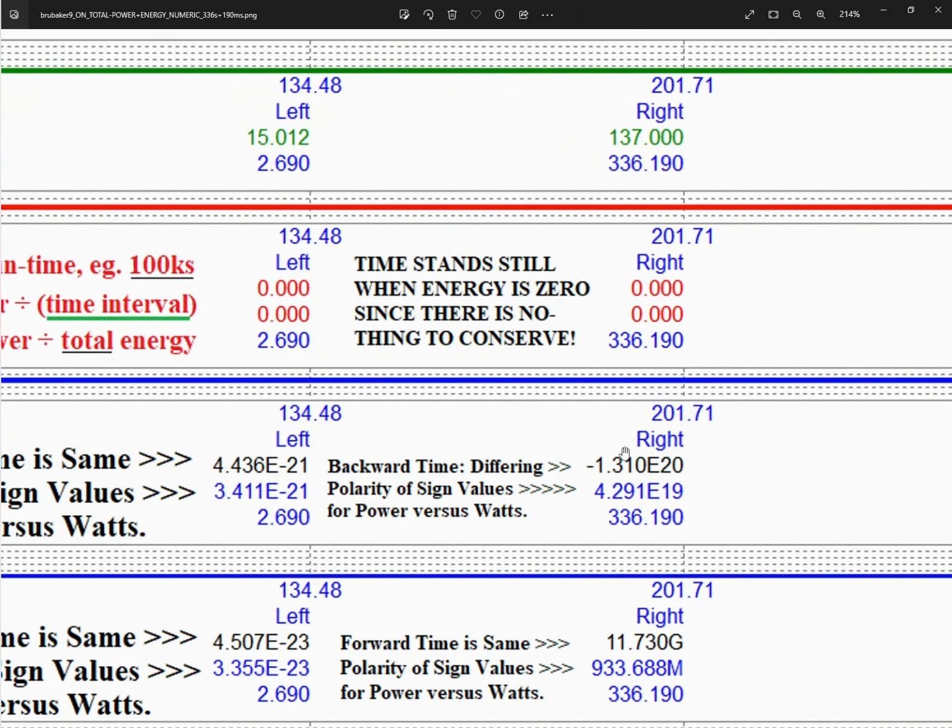Time stands still when energy is 0, since there is nothing to conserve.